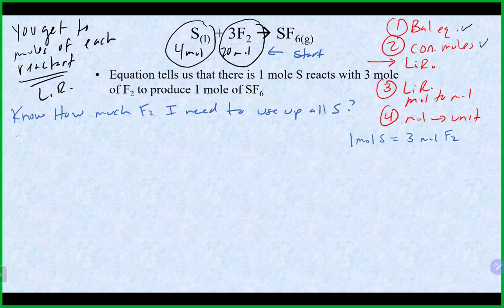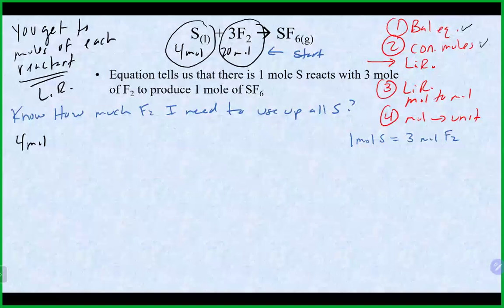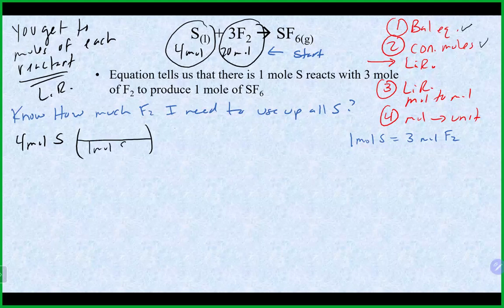All right. So we are going to still do our calculation, and from the equation, we see 1 mole to 3. We're going to start with 4 moles of sulfur. We're going to do 1 mole of sulfur gives me 3 moles of F2. So we're just going to do a basic stoichiometry calculation between the two reactants. And that's going to give me 12 moles of fluorine is needed.